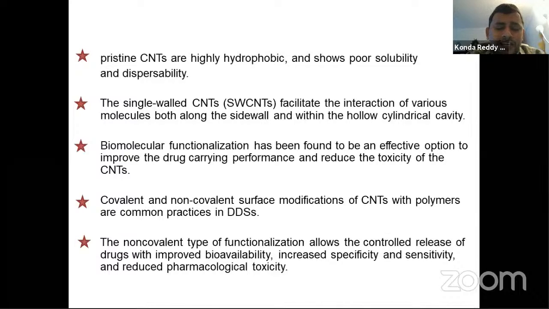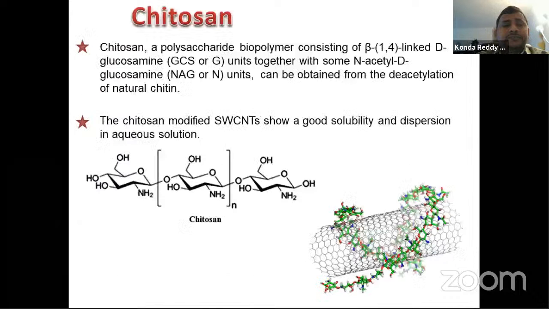So what is the advantage of this non-covalent type of functionalization? It allows controlled release of the drugs, with improved bioavailability, increased specificity and sensitivity, and reduced pharmacological toxicity. We all know chitosan is a polysaccharide biopolymer, which consists of beta-1,4 linked D-glucosamine, together with some N-acetyl D-glucosamine.